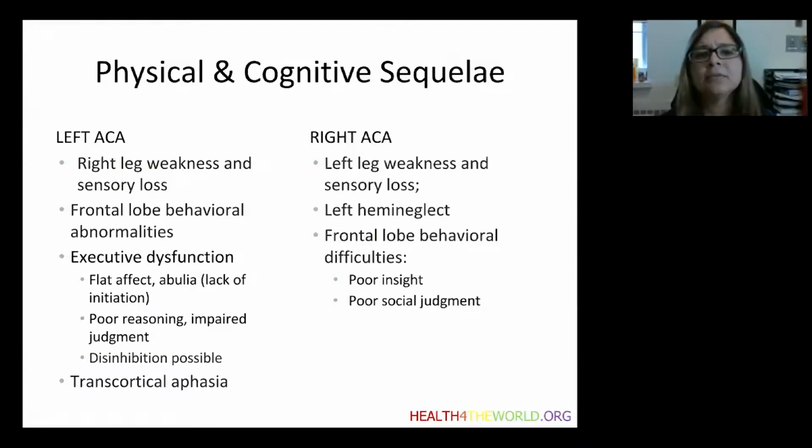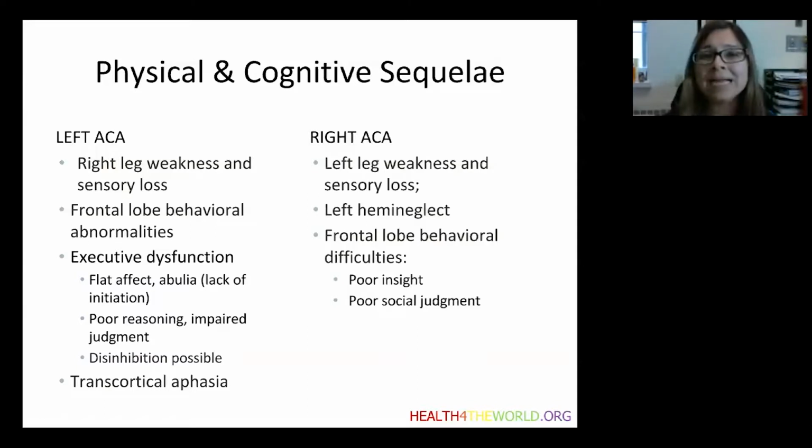We might see individuals with poor reasoning and impaired judgment. We might also see individuals who are somewhat disinhibited. That means they may act without thinking, so to speak, may say things that they wouldn't usually say. And this can be a direct consequence of the location of an ACA stroke because of the involvement of the frontal lobes.